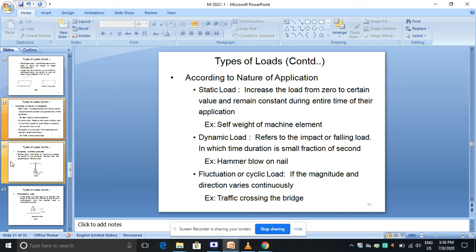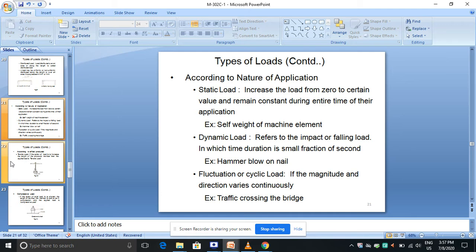Next, according to the nature of application. First one is static load. Static load increases from 0 to a certain value and remains constant during the entire time of its application. That means it increases from 0 to a certain value and remains constant.